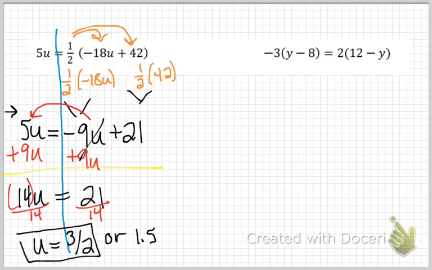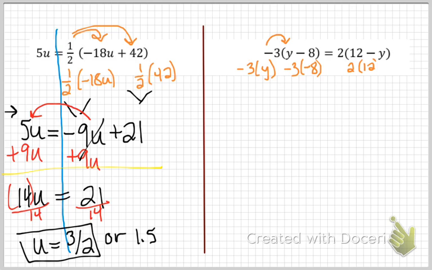Next one. This problem is starting to look a little different. If you notice, there's parentheses on both sides. So that means we're going to have to multiply on both sides. This parentheses has a negative 3, which means multiply the negative 3 times y, and multiply the negative 3 times the negative 8. On this side, we have 2 times 12, and we have 2 times negative y. Okay, so I'm going to do all this multiplication already. So negative 3 times y, right here, we get negative 3y. Negative 3 times negative 8, right here, we get positive 24.